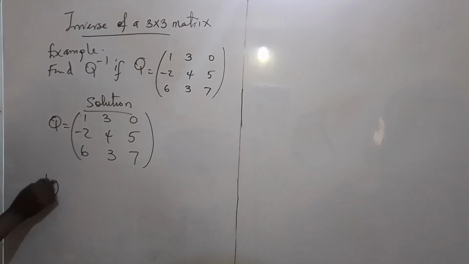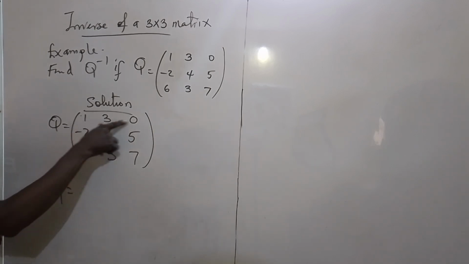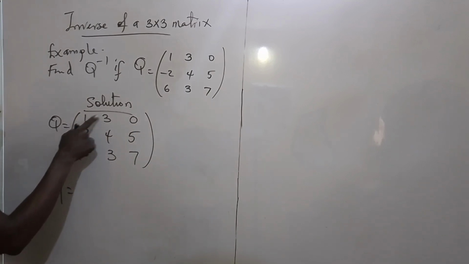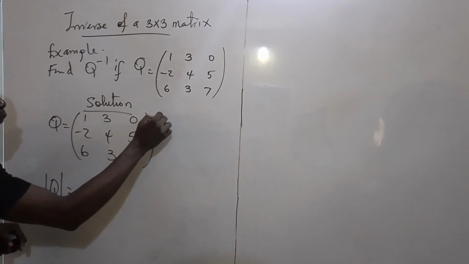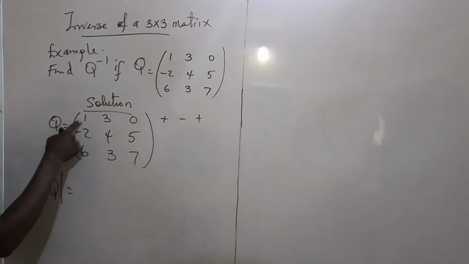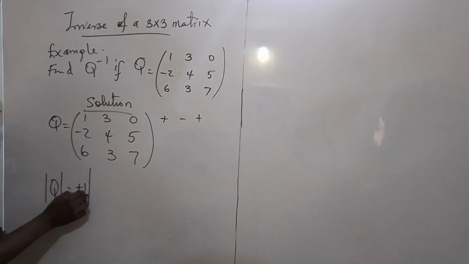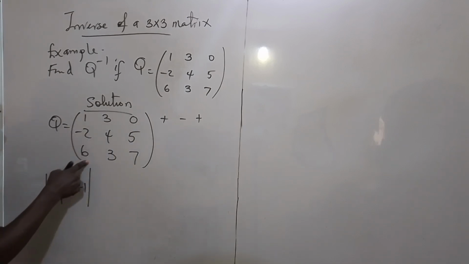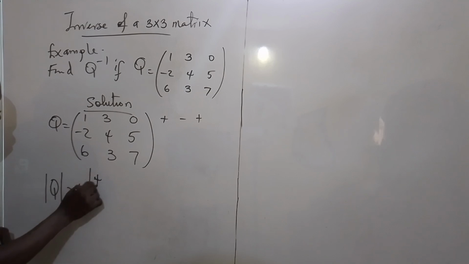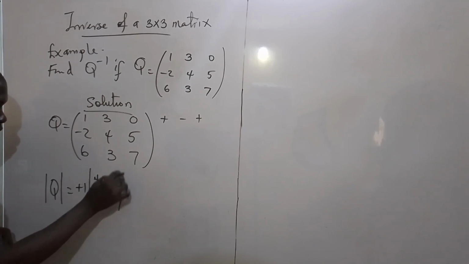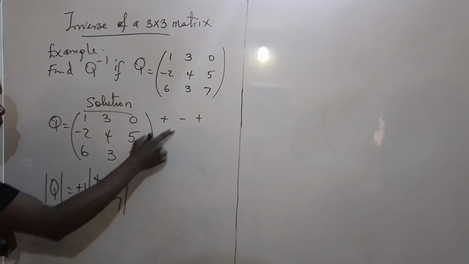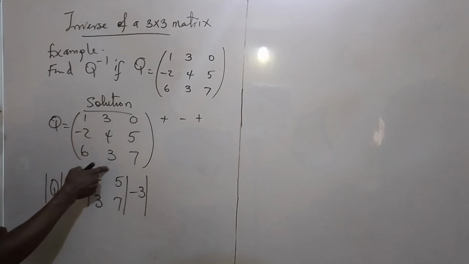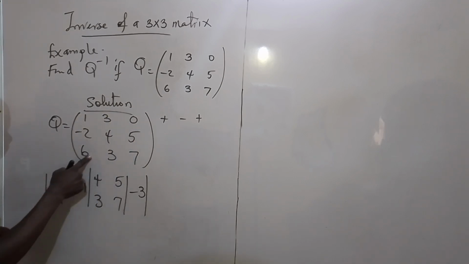All right, so let's find the determinant of matrix Q. I'm going to make use of the first row. The sign convention for the first row, remember, the first sign is always positive, followed by minus, then positive. So plus, minus, plus. So for 1, I have plus 1 multiplied by the determinant of the leftover matrix. Row 1, column 1 will be deleted. So we have 4, 5, 3, 7. Then minus 3, then the minor of 3, that would be minus 2, 5, 6, 7.